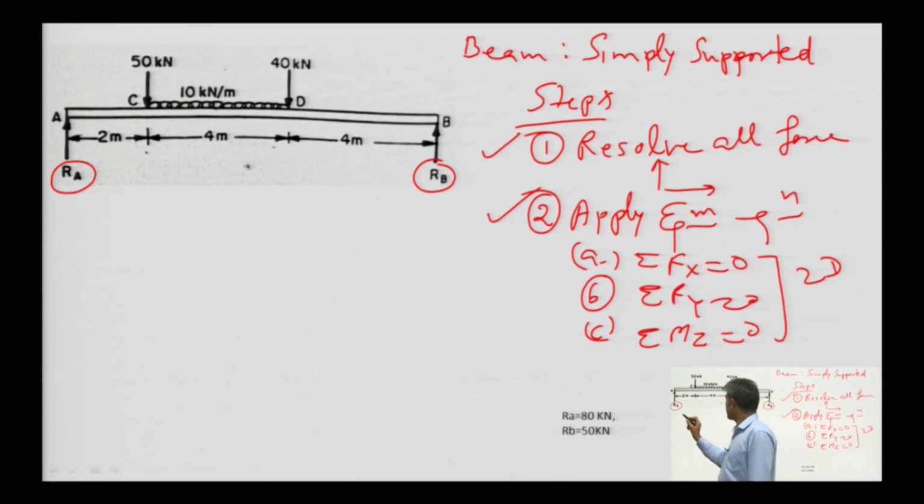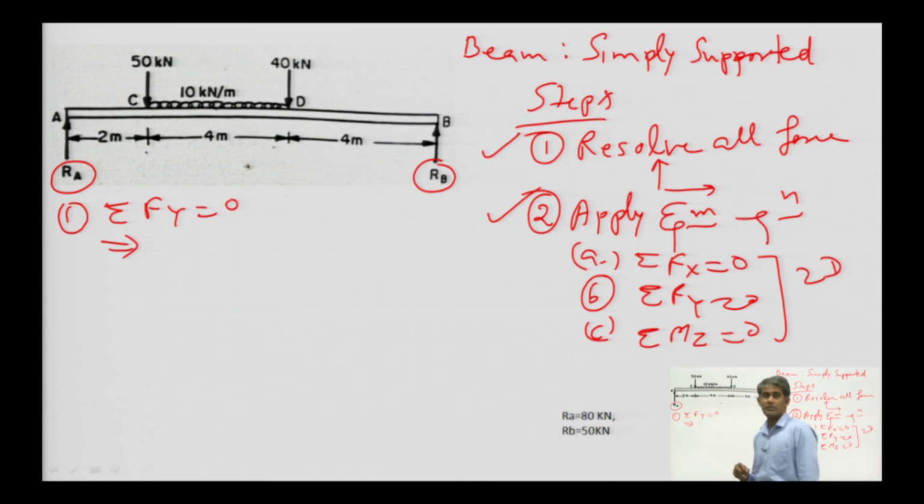We will switch over to step number 2. So, apply equilibrium equation. First of all, apply equilibrium equation number 1, sigma F y equals 0. If we apply this equation, then what we will get? We will get R A plus R B.